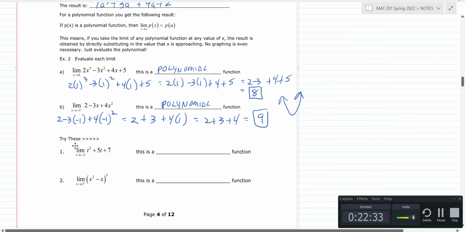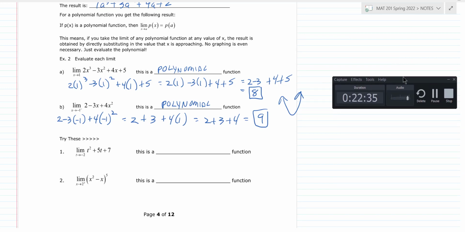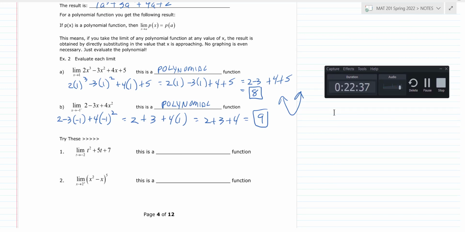Okay, so I'm going to let you all do these two problems. Go ahead and pause the video, work these two problems out. You can graph them on your calculator to make sure you're right if you would like to.